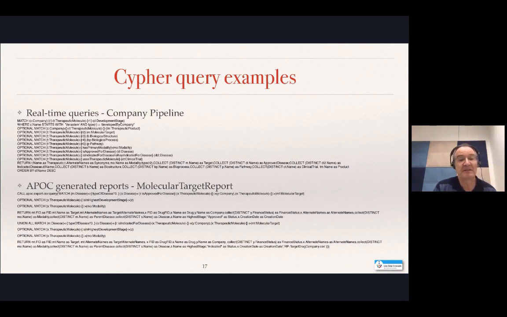The second part here, we have some APOC-generated reports. For instance, if I wanted to get all the data about molecular targets out of the database, I can use APOC to generate this report, and that is data that kind of goes into a visualization tool such as Tableau.